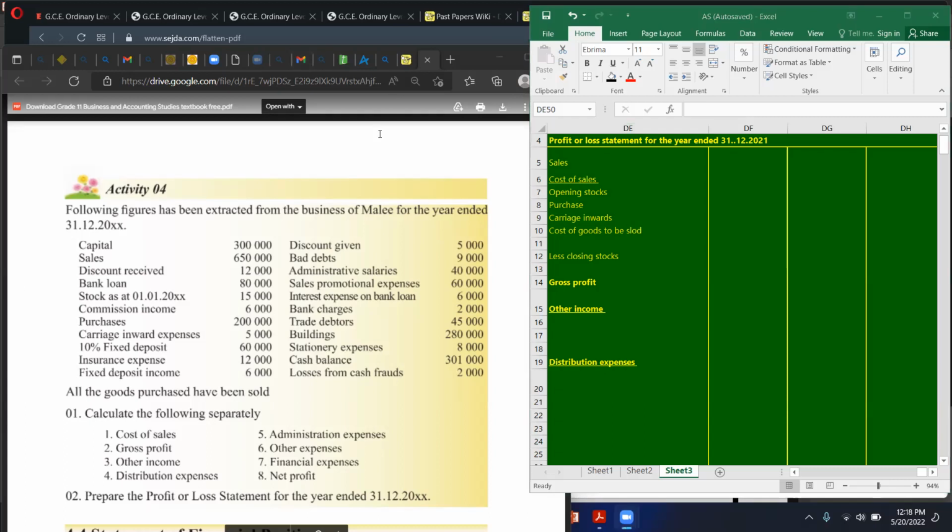Class monitors, you need to mark your attendance, specific for your class, and send it to me.